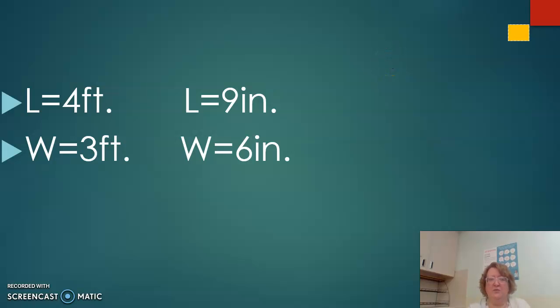Now, you'll see on the board that we have two problems to solve. We have length and width, and we're going to solve for area. And remember, when we're solving for area, we must write the answers as square, whether it's square feet, square inches, square yards. If we're dealing with area, it must be written as square. So I'd like you to take your whiteboards and solve those two area problems.